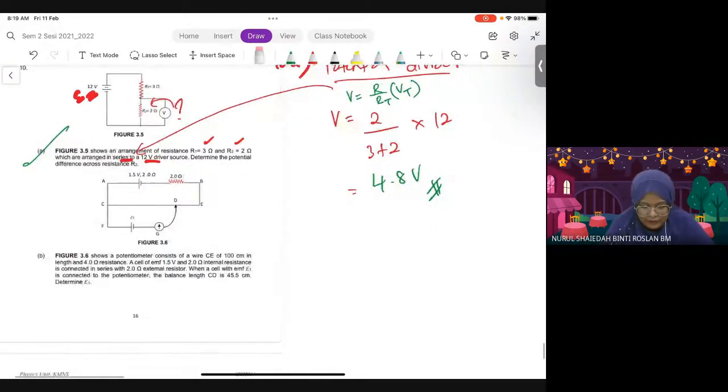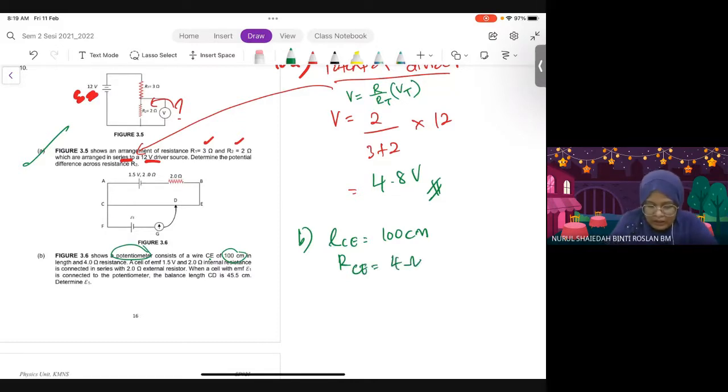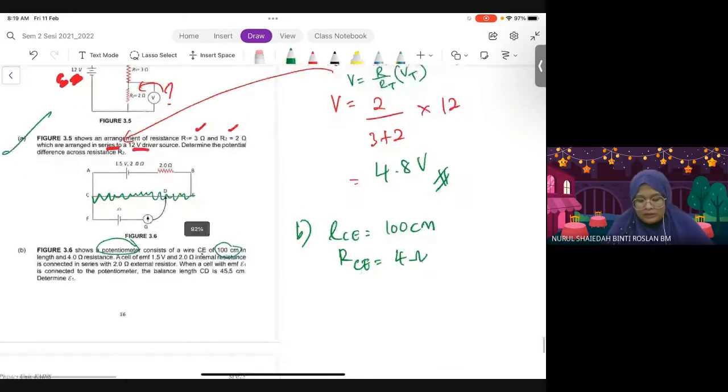Okay, soalan number B. Figure 3.6 show a potentiometer. Dia cakap dah lah potentiometer. This is about potentiometer. Consists of wire CE 100. So tulis number B. LCE adalah 100 cm. The length dan resistance sebab dia sambung cerita dia. The wire CE is 100 cm in the length and 4 ohms resistor, meaning this is R belong to C and E. So itu adalah resistance along C to E. So that is our resistance lah.